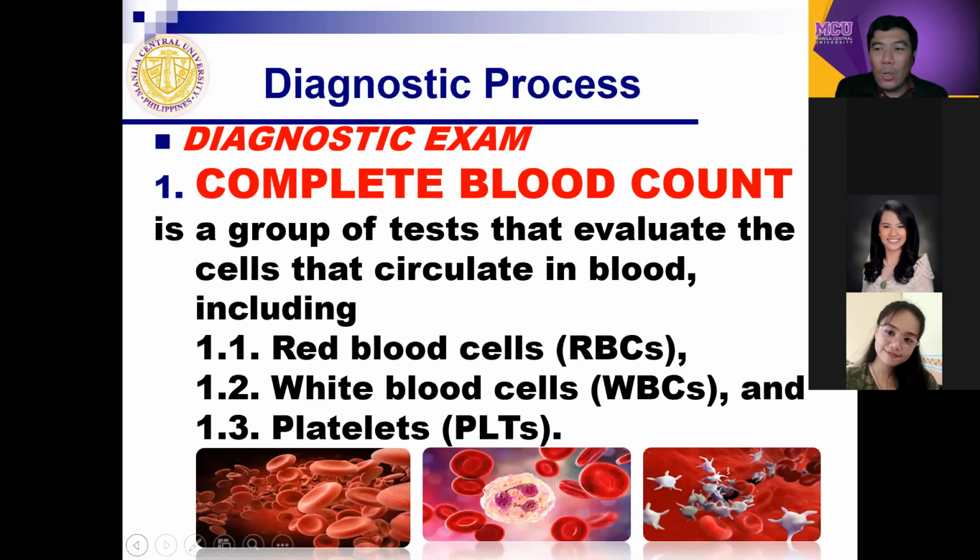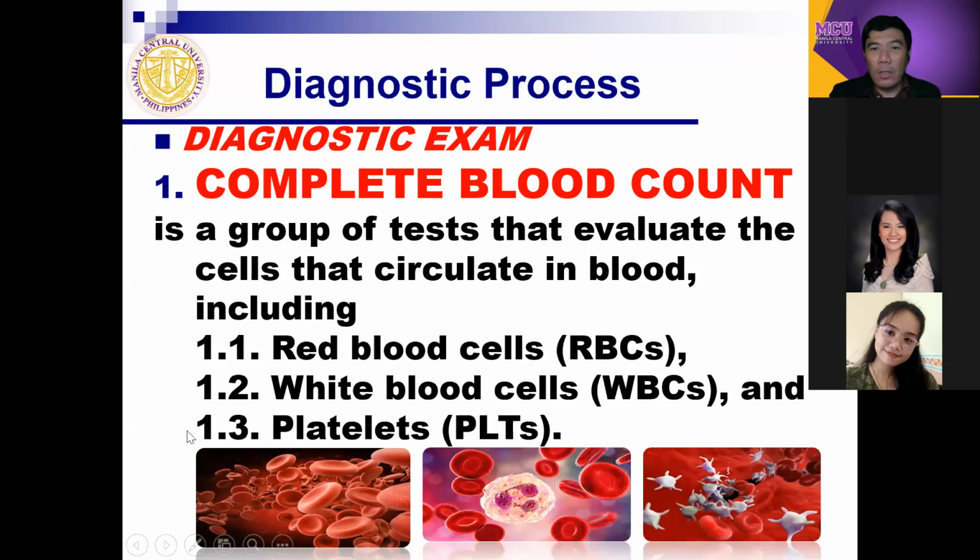Okay, let's start with the complete blood count. The complete blood count is a group of tests that evaluate the cells that circulate in blood, including the following: the red blood cells, the white blood cells, and the platelets. These are the three common components that are being tested with the complete blood count.